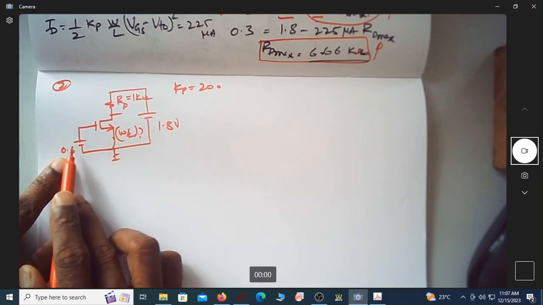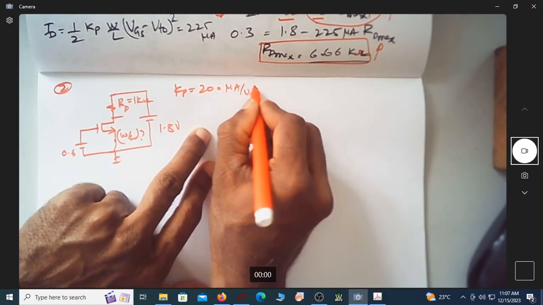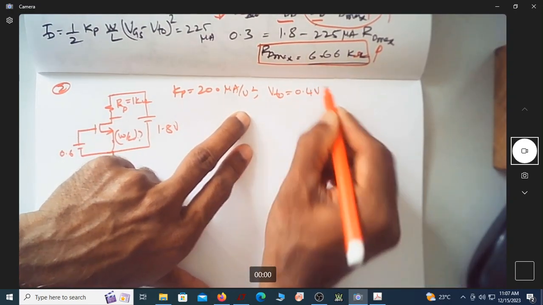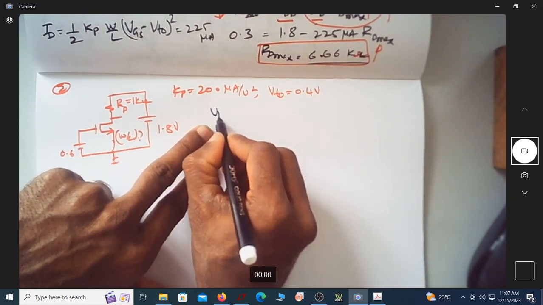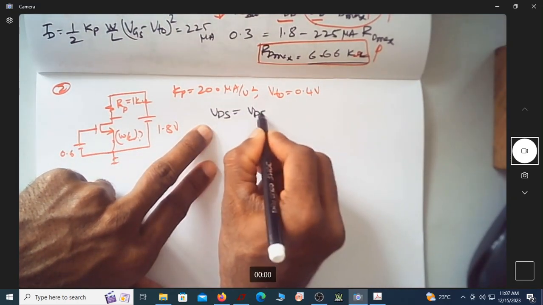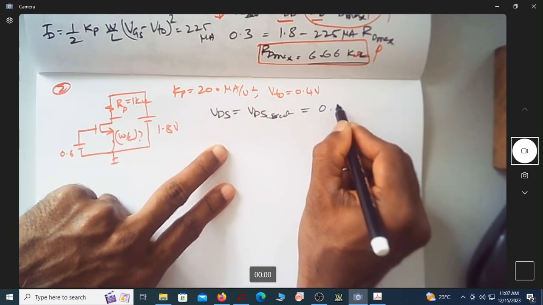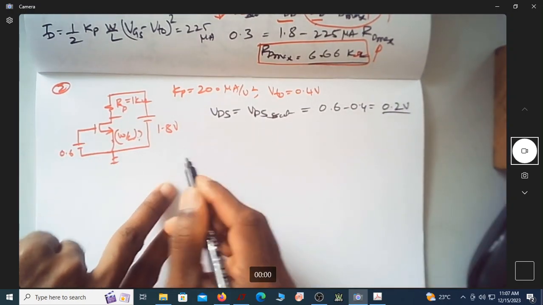So this is RD 1K, 0.6 is VGS. So this is 200 microampere per volt square, and I have a VTO of 0.4 volt. Again, since it is on the verge of saturation, the equation now becomes VDS is equal to VDS SAT, which is equal to 0.6 minus 0.4, it is 0.2 volt.